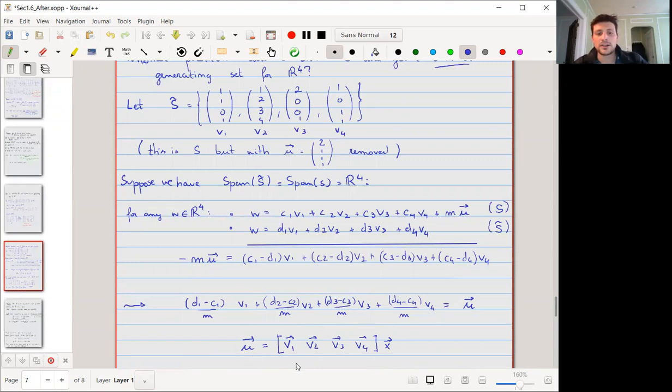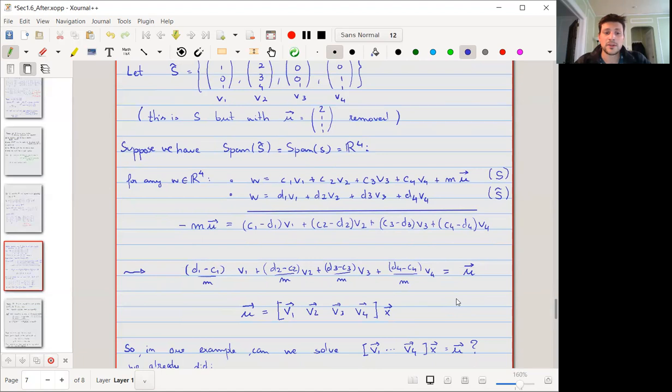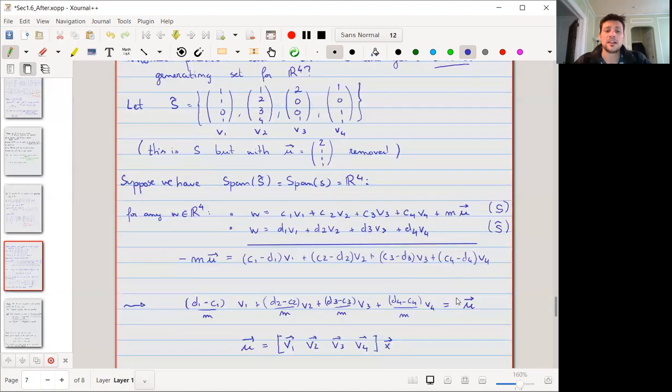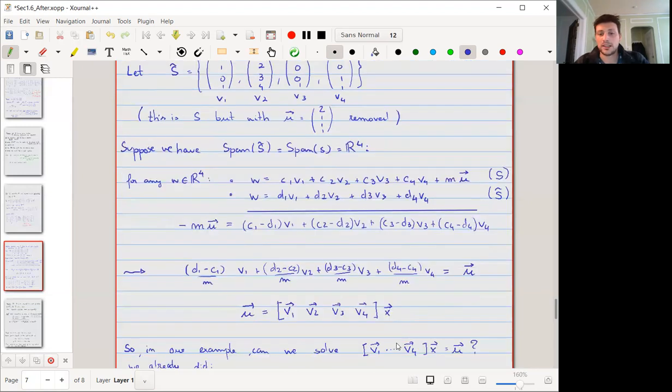And that's what I've written here with this vector x, whose entries are (d1 minus c1)/m, (d2 minus c2)/m, and so on. So the question is, if the span of S twiddle is the same as the span of S, then I should be able to solve this linear system. I should be able to solve u equals the matrix whose columns are v1 through v4 times x. That's the next question.